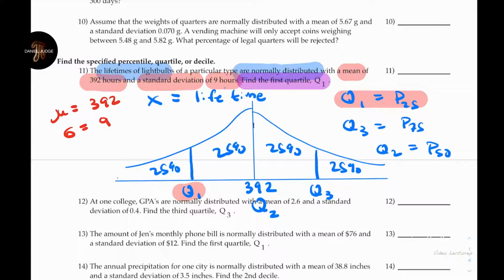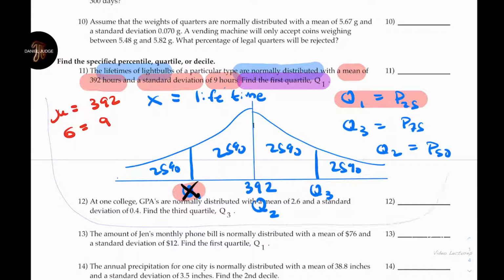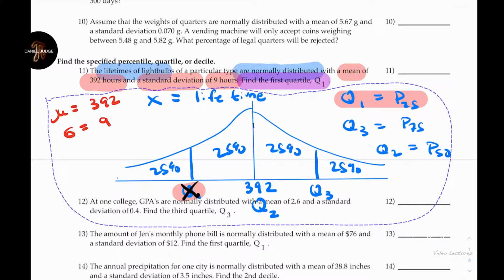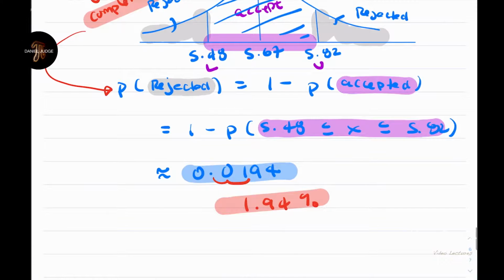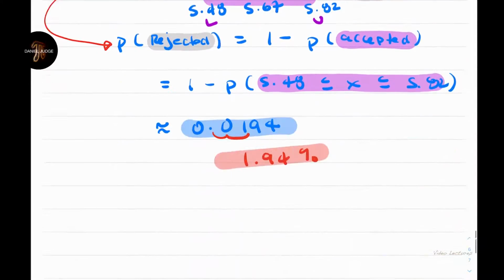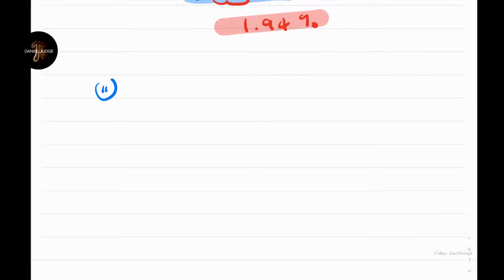Now, let me copy this here. We don't know what that value is. I'm going to call that value X. Okay? So I'm going to copy this question because X is the lifetime. See if I could copy all of this here and bring it to my scratch work. I think I want to copy all of this. And this is number 11. Working backwards.